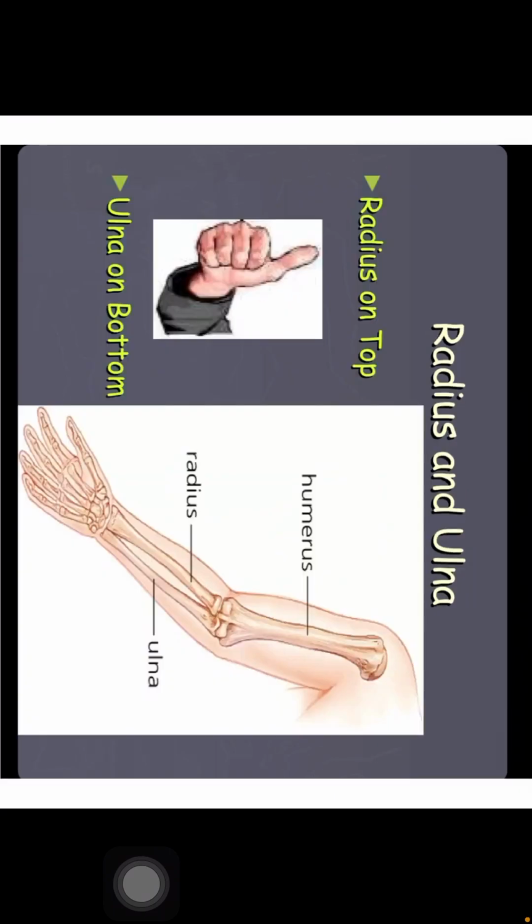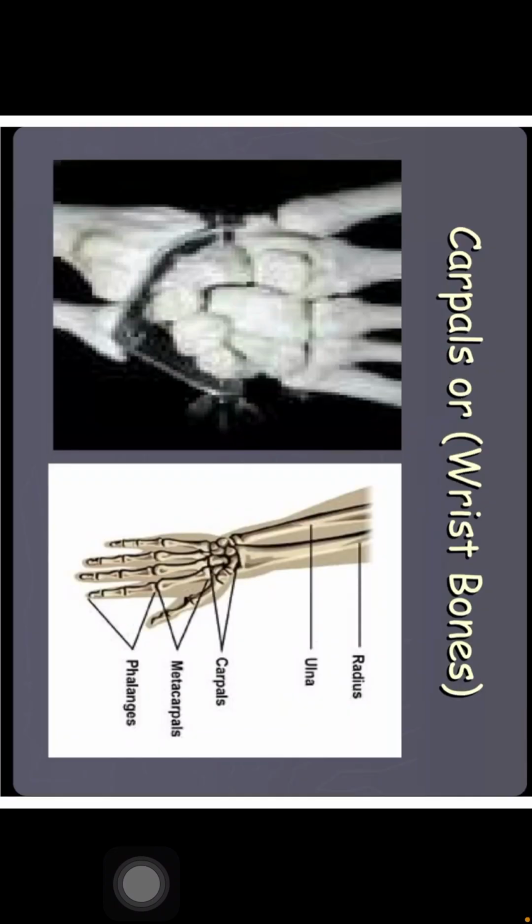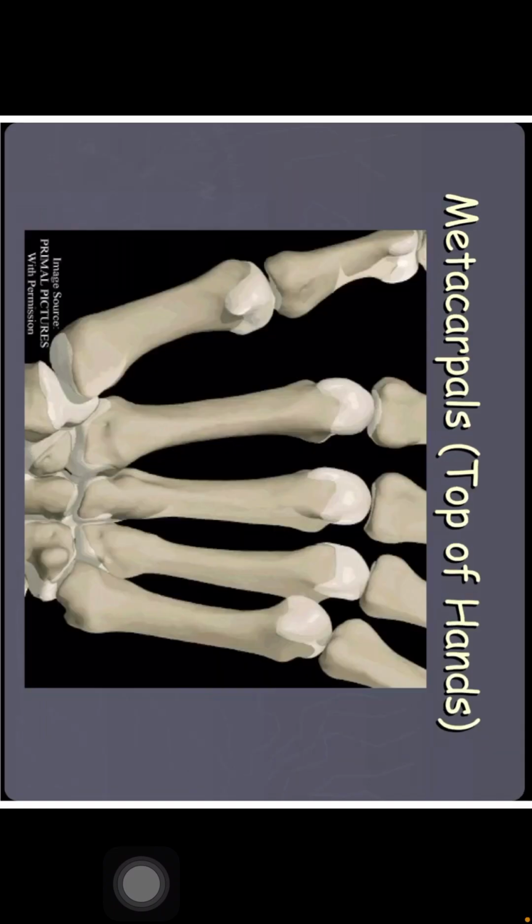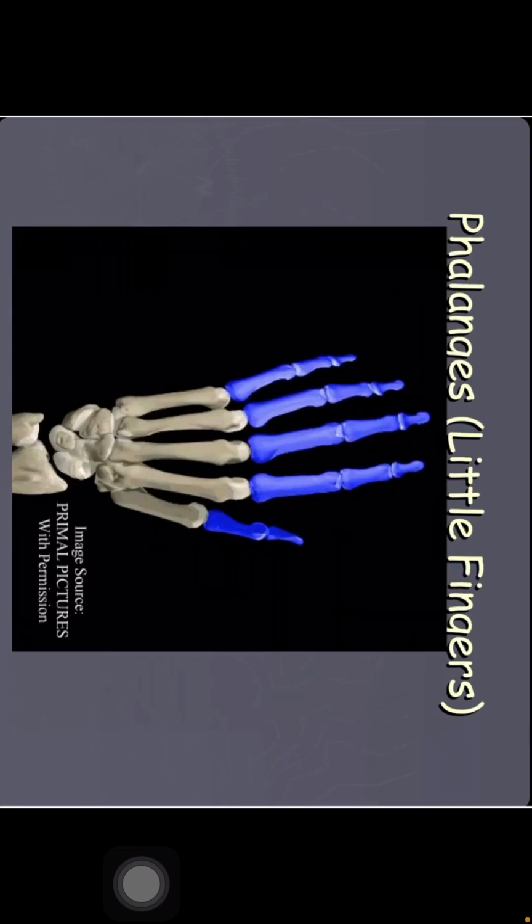And then next is the radius and ulna. In our arms, the radius is on top, and the ulna is at the bottom. Next is the carpals or wrist bones, here in our hands. Next is the metacarpals, the top of the hands. And the phalanges are our little fingers.